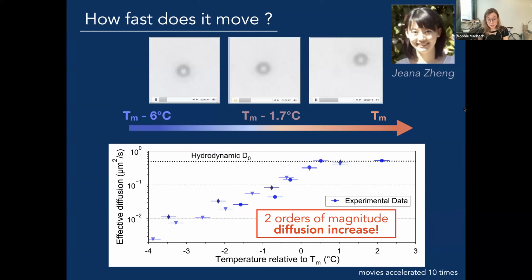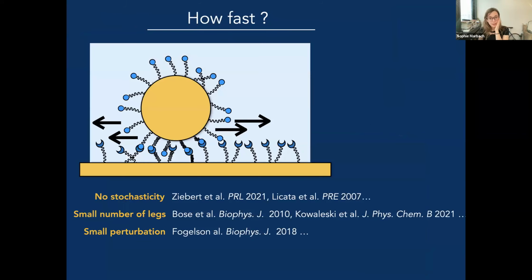Now that's a very big change, and we really wanted to understand why and how big. So to make progress, I started building a model to understand how fast it was moving. And then it struck us that to build that model, we really needed to go one step further than what was available in the literature, for the following reasons. One of them is that some models that were out there had no stochasticity in them, but we were measuring diffusion, which is inherently a stochastic process. So we needed something where noise was in there.